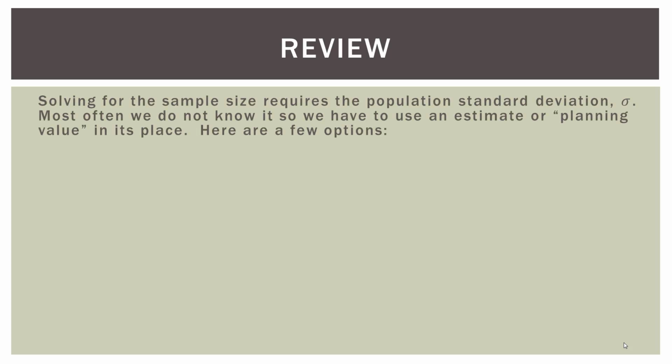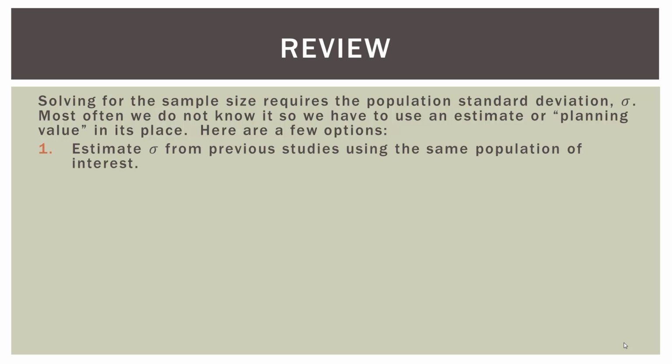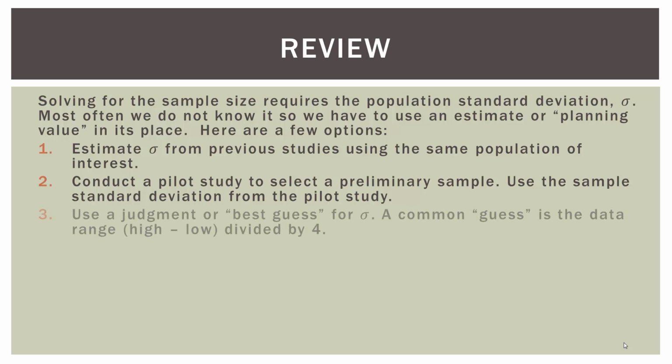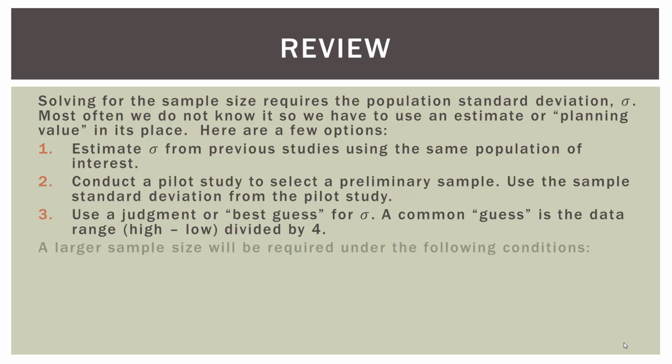So just a quick review and then we're done. So solving for the sample size requires the population standard deviation sigma. Most often we do not know it, so we have to use an estimate or planning value in its place. So remember our options: an estimate from a previous study using the same population of interest, a pilot study that was very good, and we used the sample standard deviation from that pilot study, or we used that judgment or best guess as sort of the last case scenario, the worst scenario if you only really have to do it, which is the range divided by 4.